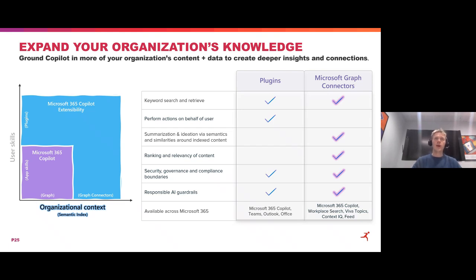But what you will be able to do is, because this whole information becomes integrated into your organizational knowledge, reason upon this information with better ideation, request similarities around the indexed content, and perform analysis as well. Those are the two ways you can currently do this. Copilot Studio is one of the ways to implement plugins, but it still falls into those two pillars.